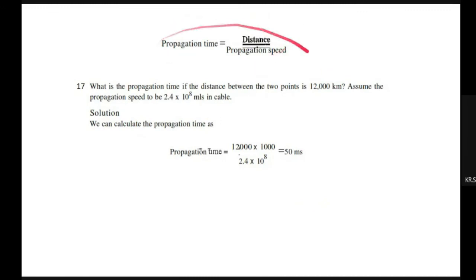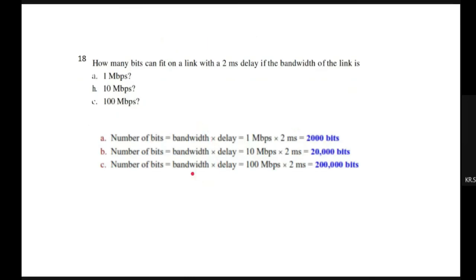Yeah, this is the formula to find the propagation time: distance divided by propagation speed. In this question, they have given the distance between the 2 points as 12,000 kilometers and the propagation speed as 2.4 into 10 power 8 m/s in the cable. So propagation time is distance divided by propagation speed, 12,000 into 1000 divided by 2.4 into 10 power 8, which is 50 ms. That is the propagation time.